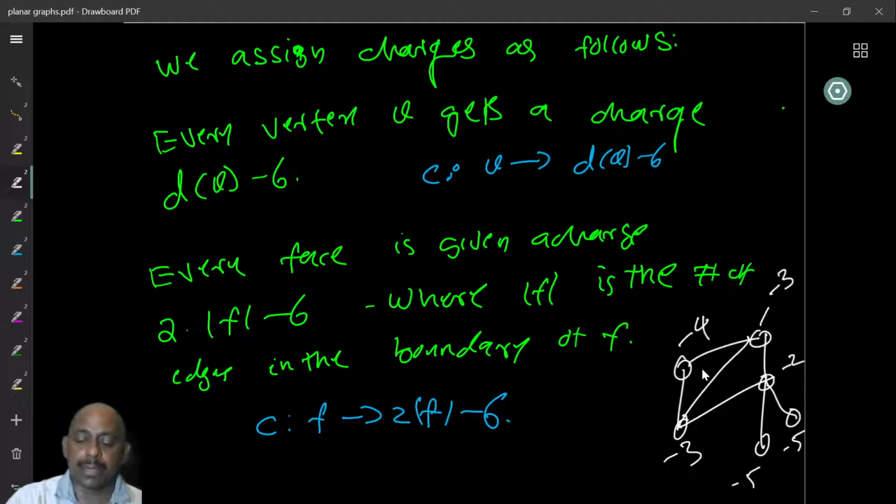So therefore, if you look at this face, it has 3 edges in the boundary. So therefore, its length is 3. So its charge will be 6 minus 6, which is 0. Again, 2 into 3 minus 6 is 0. But if you look at the outer face, it has 1, 2, 3, 4, 5, and 6. So it has 2 into 6, 12 minus 6, which is plus 6 for the outer face. So this way you assign charges to the graph.